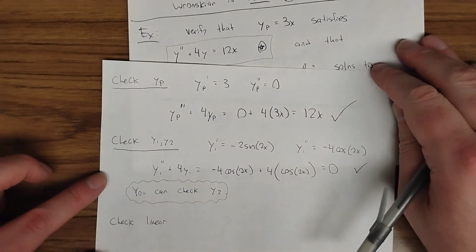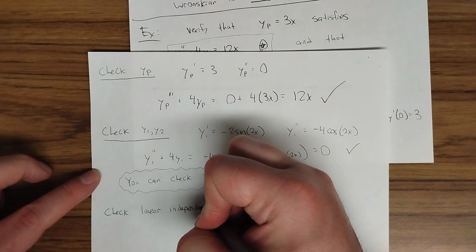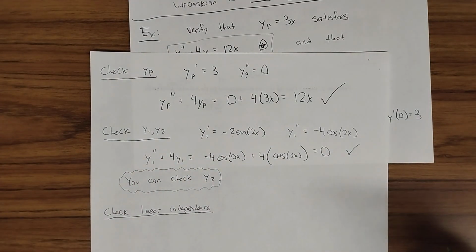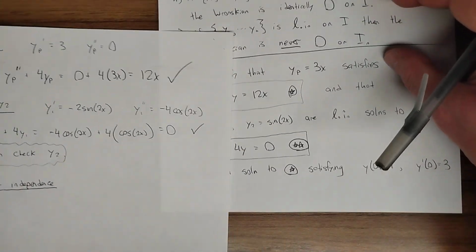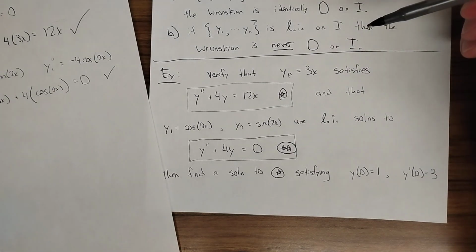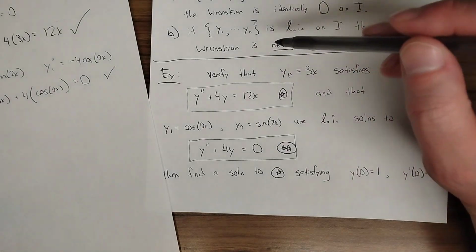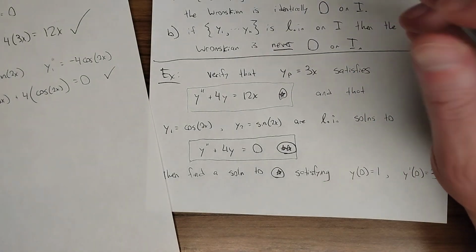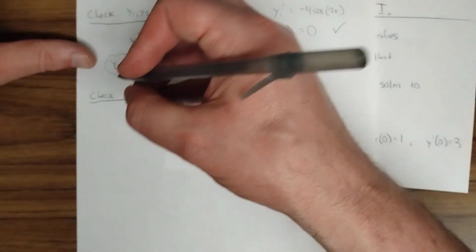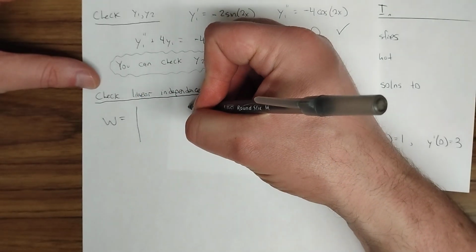We are also supposed to check linear independence. And by the way, we weren't really given an interval I, but let's just say that the interval I is all real numbers. That's an open interval. All the functions involved are continuous everywhere, so let's just say that we're talking about all real numbers. Wronskian.